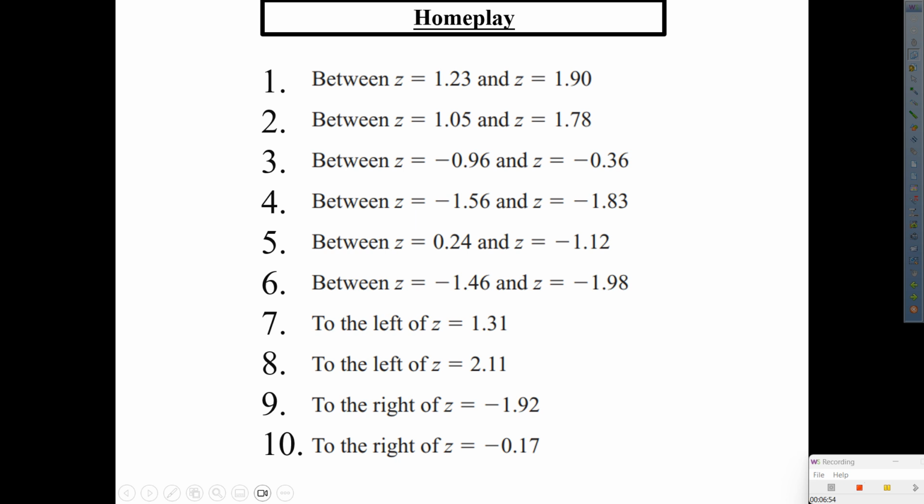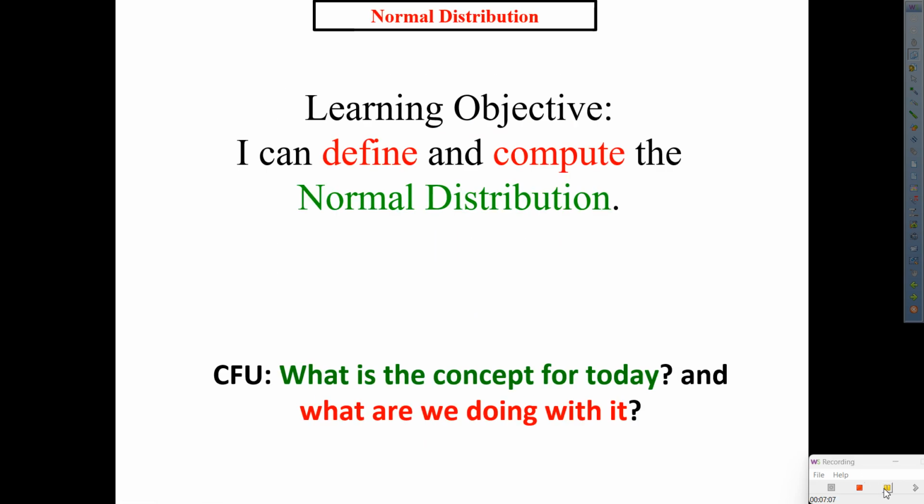All right, get a Cornell note ready, please. I can define and compute normal distribution. Set that up, please. Okay, we good? All right, here we go. So, normal distribution. As I've been getting you guys ready for this last push of the course at the end of the school year, I'll tell you this. This is the section that gets most college students to drop their statistics course.